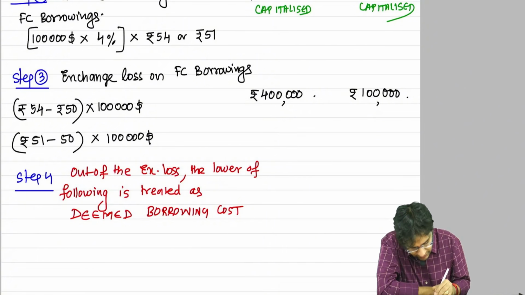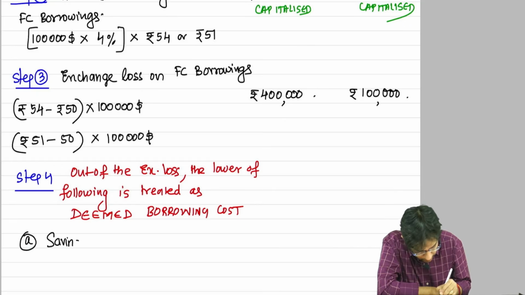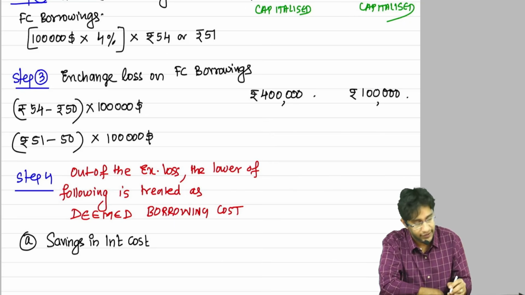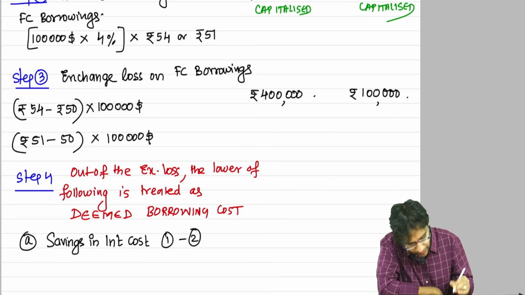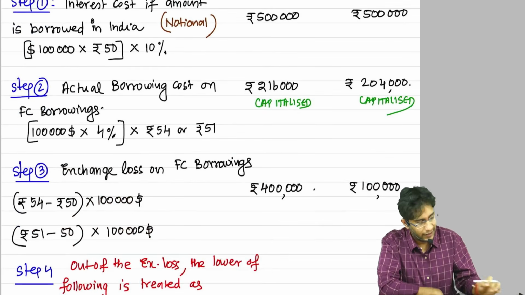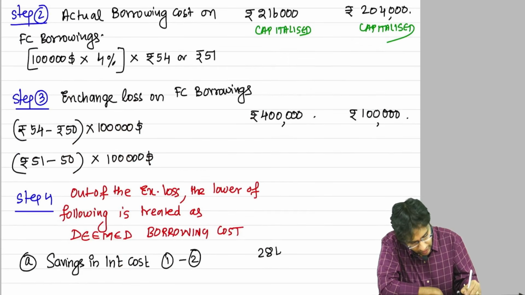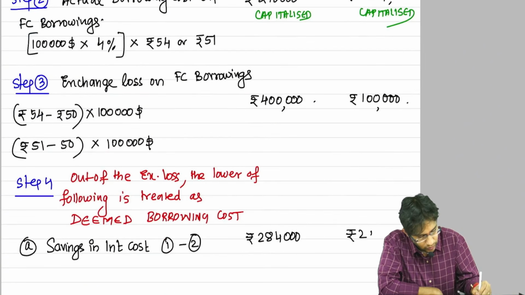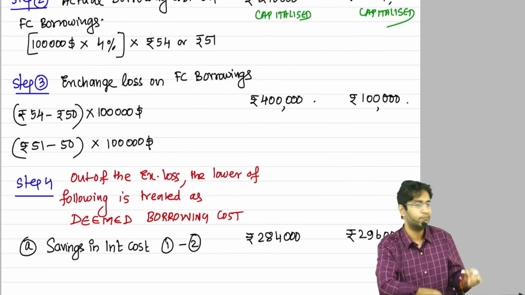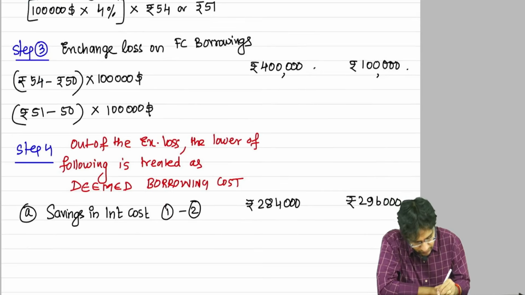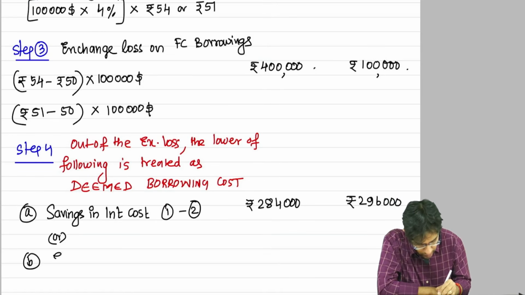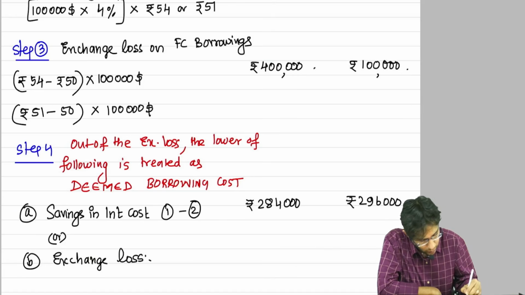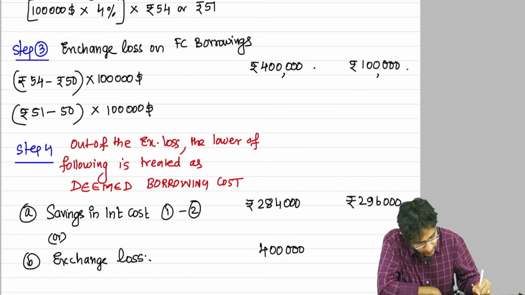Now, what are your two checkpoints? First one, savings in interest cost. By borrowing abroad, how much did you save? That's nothing but step number 1 minus step number 2. 5 lakhs minus 216, that's 2 lakh 84,000 in one scenario. In another scenario, that's even more, 2 lakh 96,000. Either this or entire exchange loss itself. What is the exchange loss? 4 lakhs and 1 lakh.